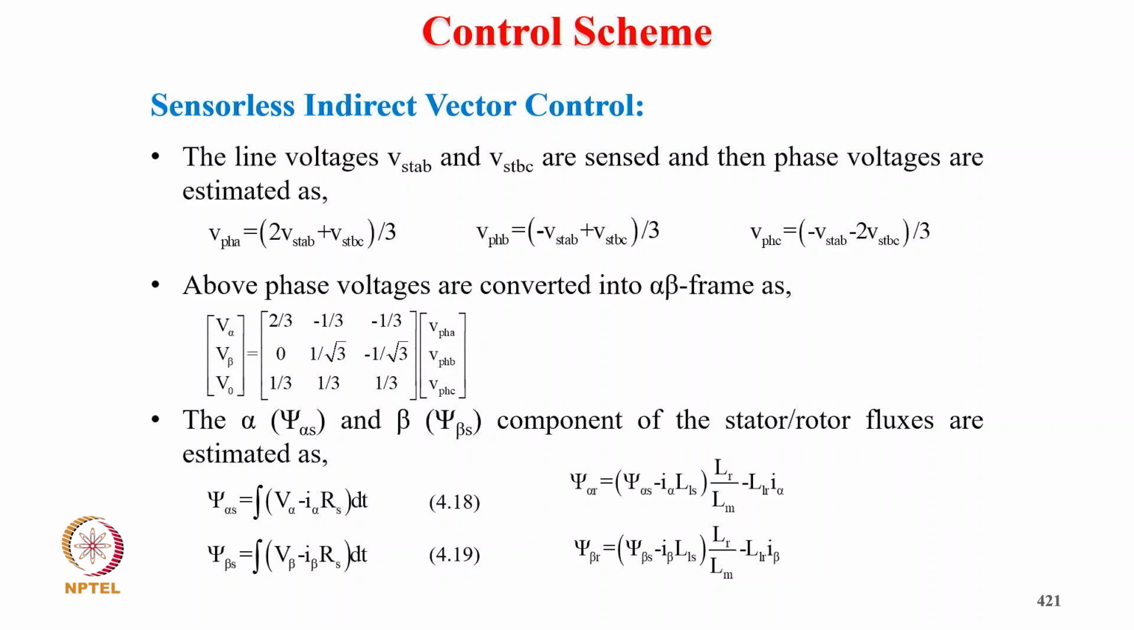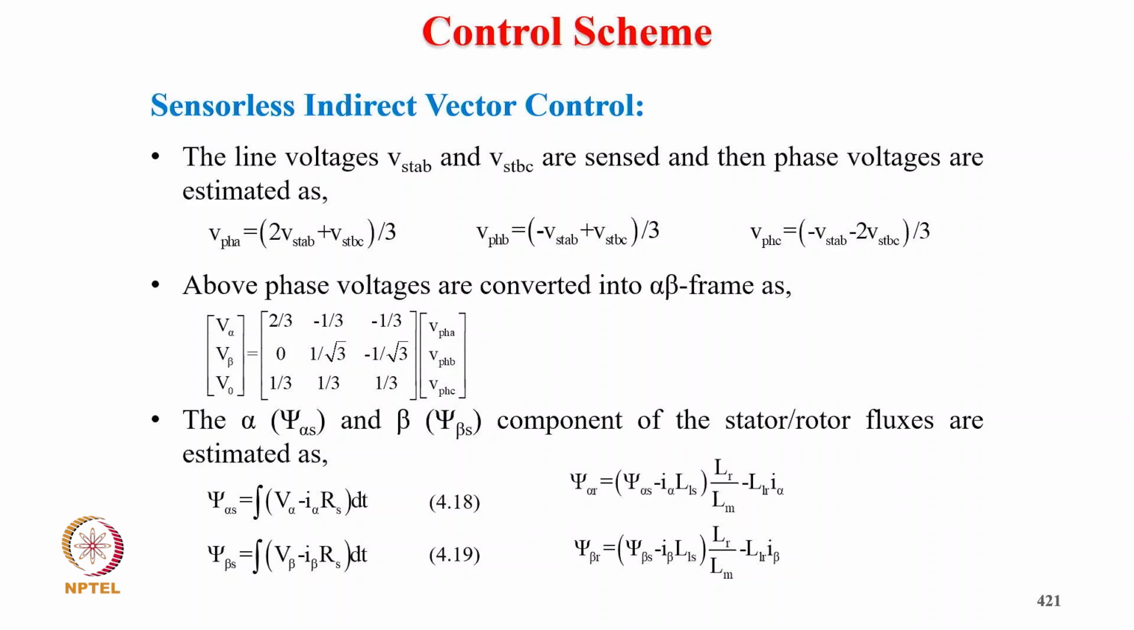For the sensorless indirect vector control, the line voltages VSTB and VSP are sensed, and then the phase voltages are estimated: VSA equal to 2 VSAB plus VSBC by 3, VSB equal to minus VSAB plus VSBC by 3, and VSC equal to minus VSAB minus 2 VSBC by 3. The above phase voltages are converted into the alpha frame and beta frame, so V alpha, V beta, V0 equal to the matrix in bracket 2 by 3, minus 1 by 3, minus 1 by 3; 0, 1 by root 3, minus 1 by root 3; and 1 by 3, 1 by 3, 1 by 3, times VSA, VSB, VSC.